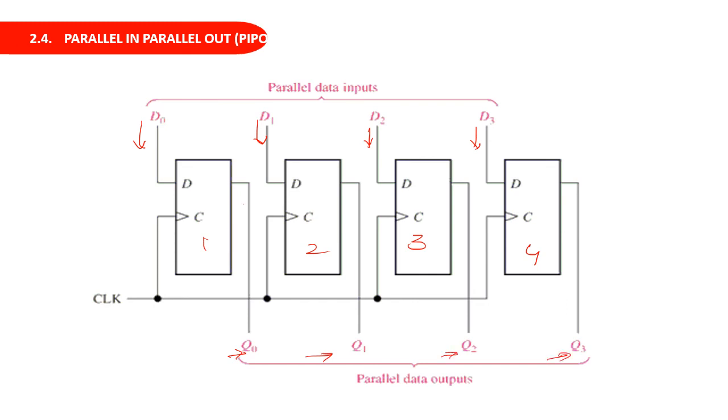So that is why it is named parallel. Here we are feeding the data to D0, D1, D2, D3 and we are applying the clock pulse, and we are taking Q0, Q1, Q2, Q3 at the same time. So that is a parallel shift register.